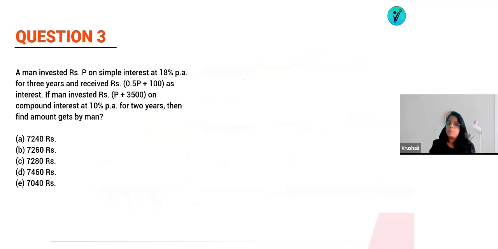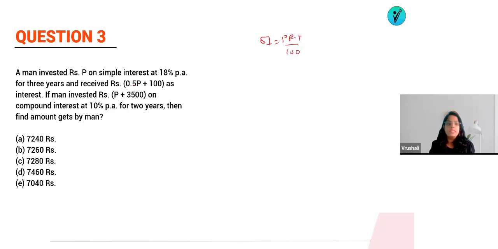Question number 3 is here. You can pause the video and try to solve. A man invested rupees P on SI at 18% per annum for 3 years and received 0.5P plus 100 as interest. If the man invested P plus 3500 on CI at 10% per annum for 2 years, what will be the amount? So we know that SI is equal to PRT by 100.